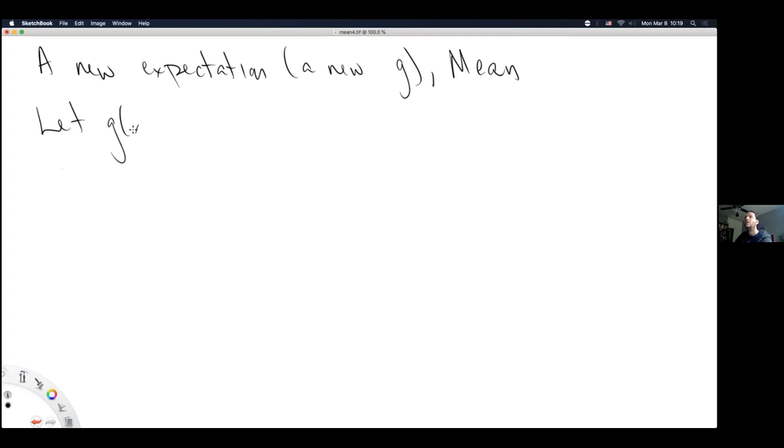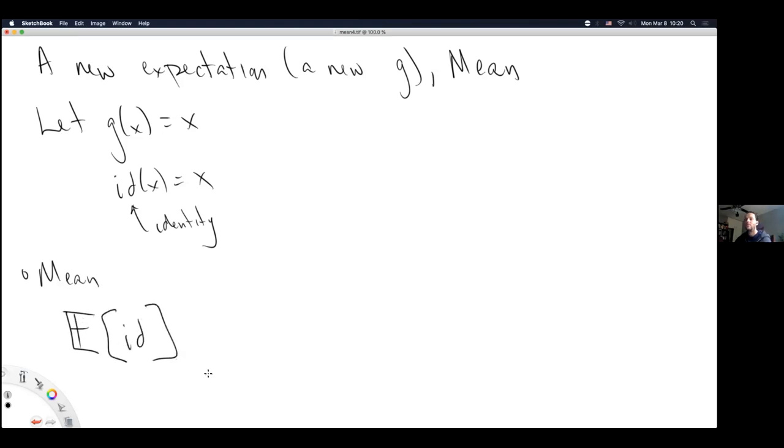So in this case, let g of x equal x. Another way to write this is naming the function g, just like we named the indicator function for probability. So in this case, we could name this function ID, which in my mind stands for identity. Why am I calling this the identity function? Because it just returns its argument. It's a function that returns whatever number you give it. If you give this function 5, it returns 5. If you give this function 7, it returns 7. If you give this function 3.14, it returns 3.14. So the mean is the expectation of the identity function.